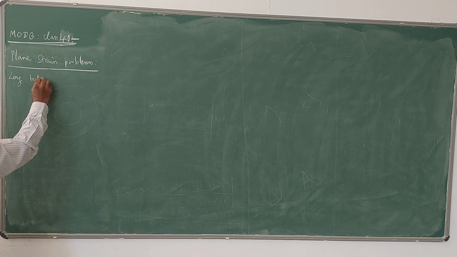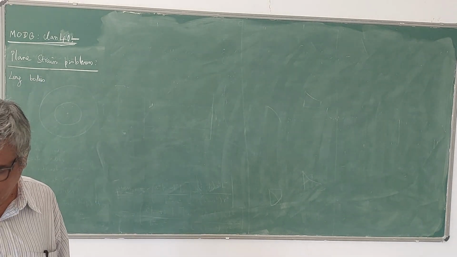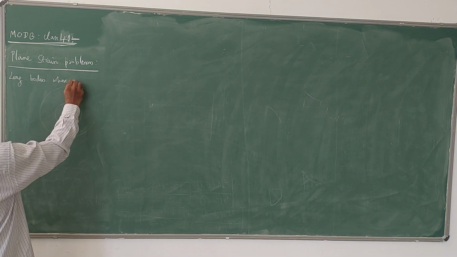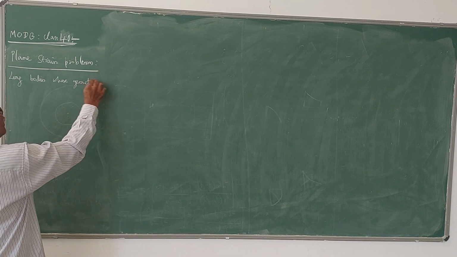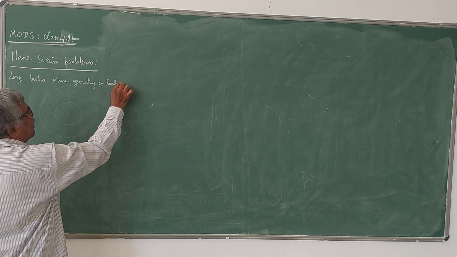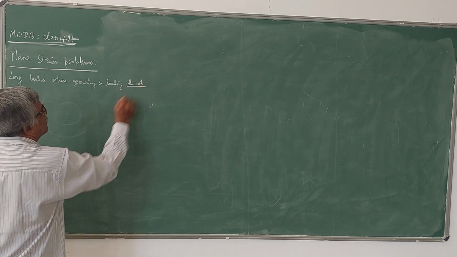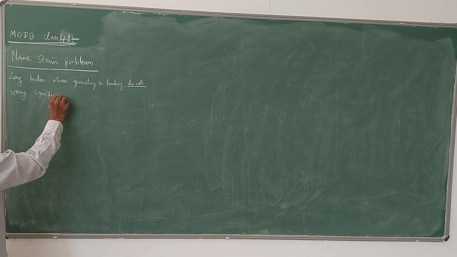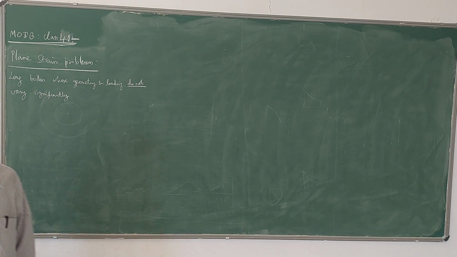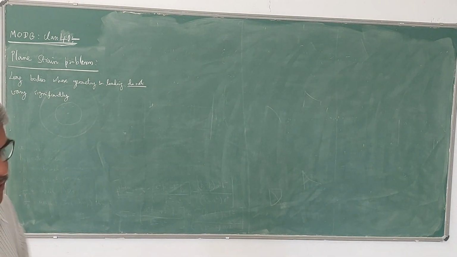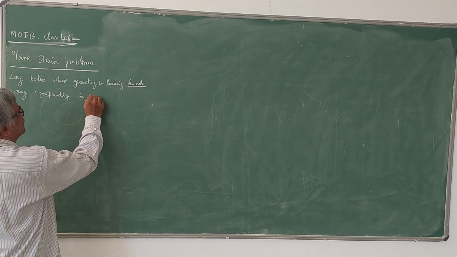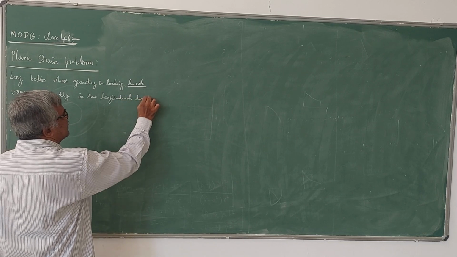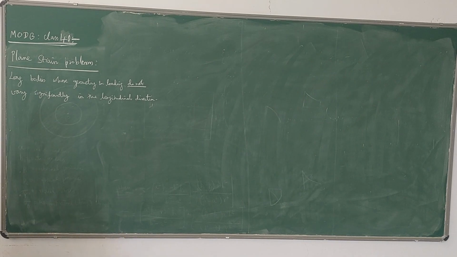Long bodies whose geometry and loading do not vary significantly in the longitudinal direction, along the length, in the longitudinal direction. So then it is called a plane strain problem.